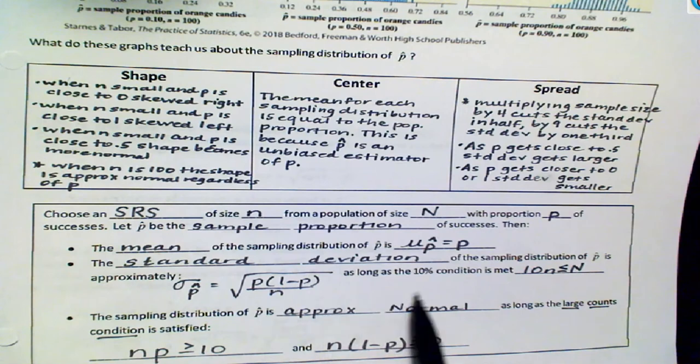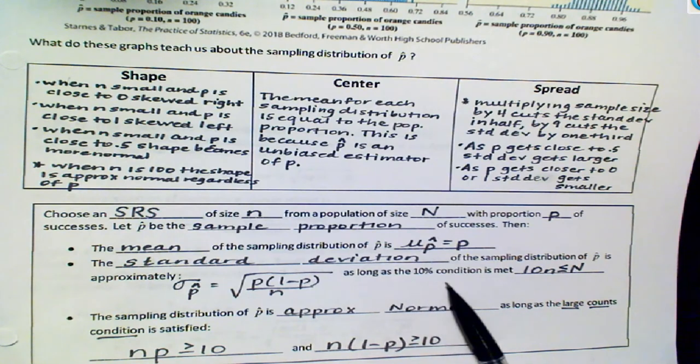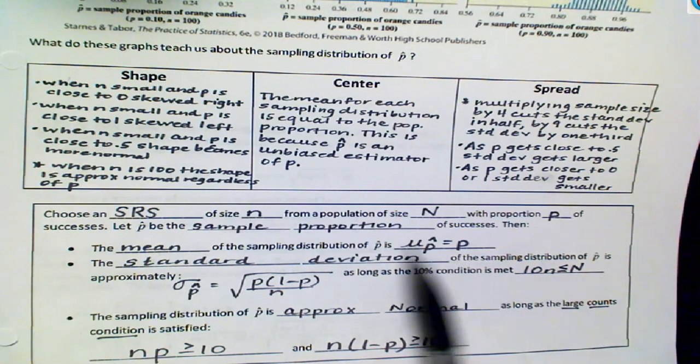And the standard deviation of the sampling distribution is given by this formula. Both of these formulas are on the formula sheet. And you do have to check the 10% condition. So you want to check that 10n is less than or equal to capital N. I always check that condition first, and then I go find the standard deviation.